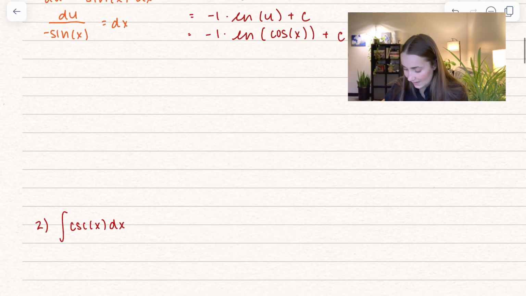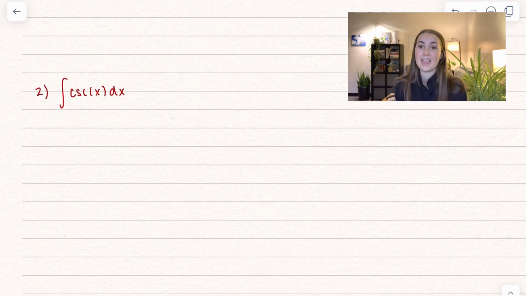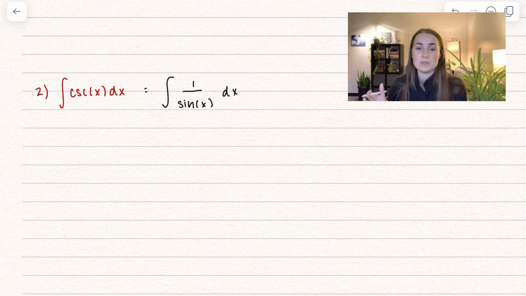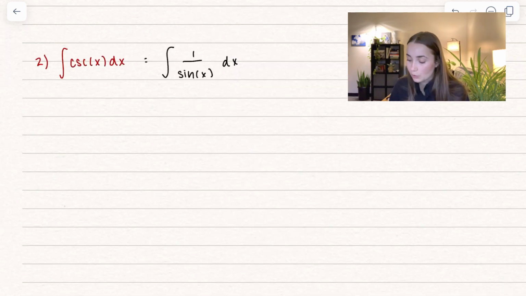So let's try cosecant of x. Okay, so let's rewrite this. This becomes 1 over sine of x dx. Notice here we cannot use u substitution because we don't have anything in the numerator. We have sine of x in the denominator, but there's no cosine of x to go along with it. So u substitution is ultimately not going to help us.